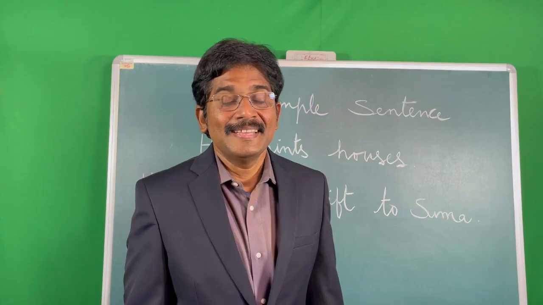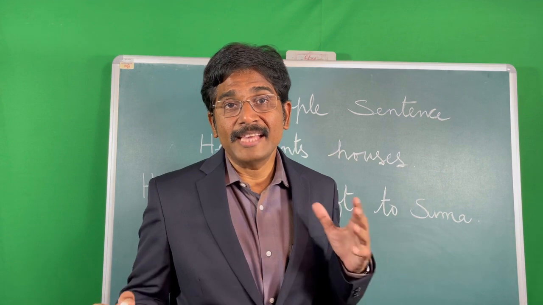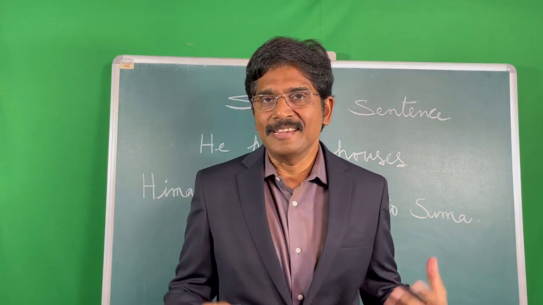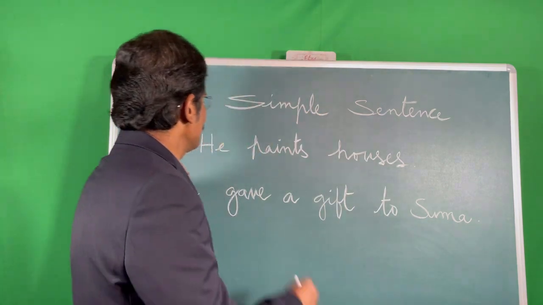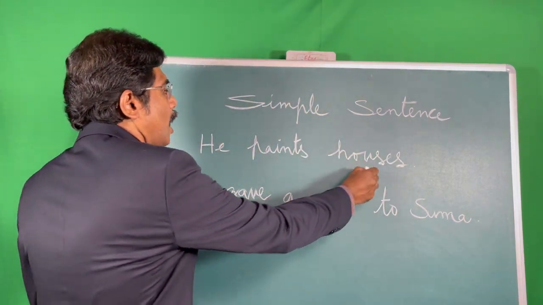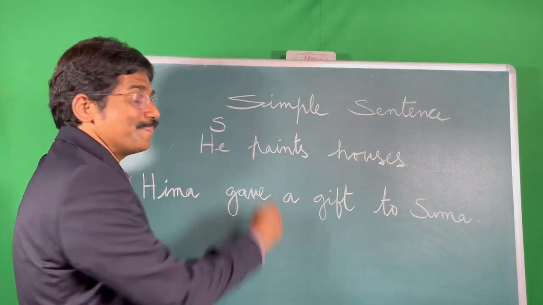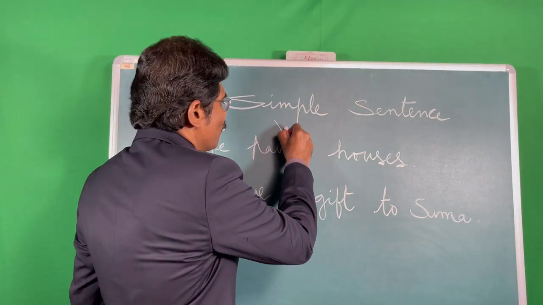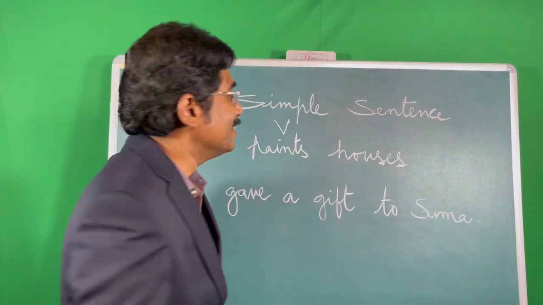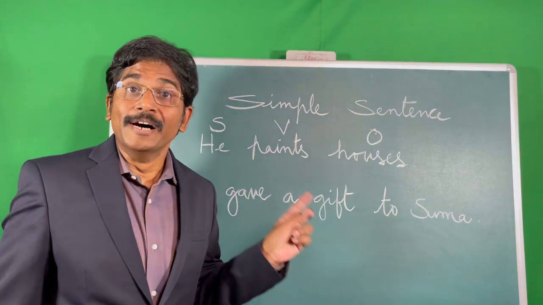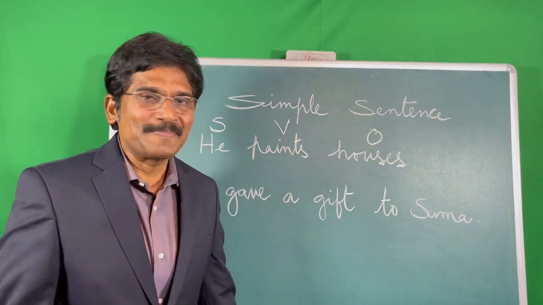Now let us see some sentences depending upon the structure. Now we are talking about SVO, subject, verb, object. Let us see how it works here. He paints houses. This is the subject, this is the verb, and this is the object. So this is the word order in a simple sentence.